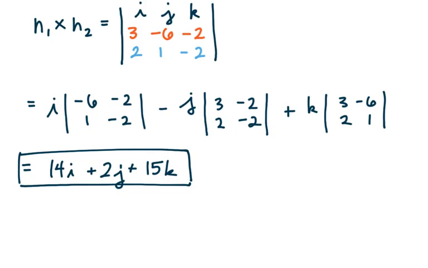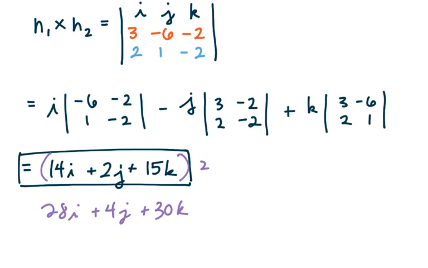So I could scale this up, multiply it by 2 and get 28i plus 4j plus 30k. That would also be parallel. All right, so the scalar just means it's longer, but the vector still has the same direction.